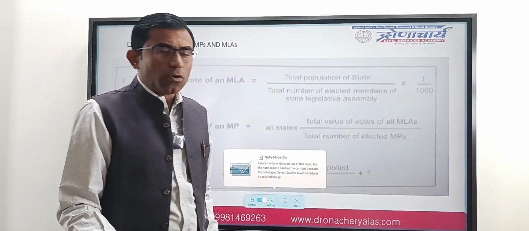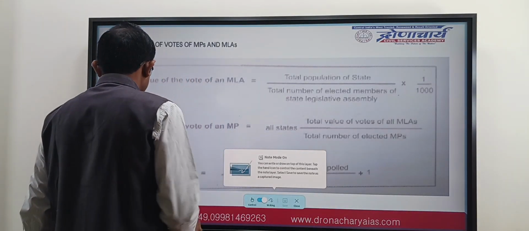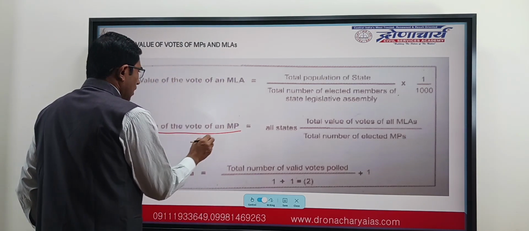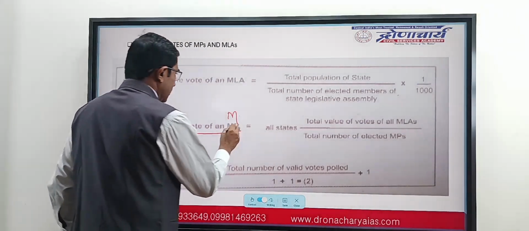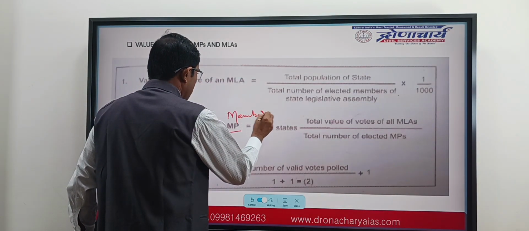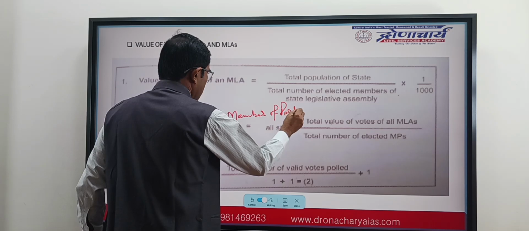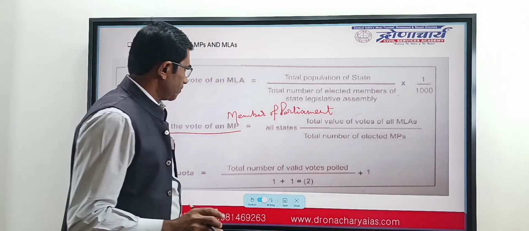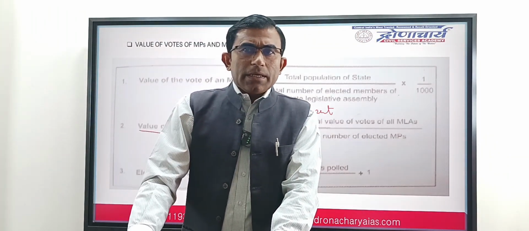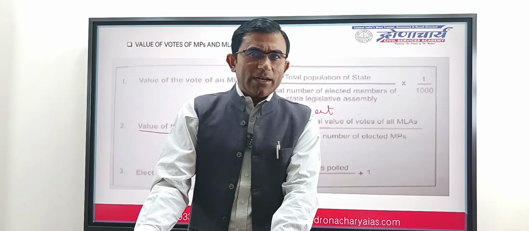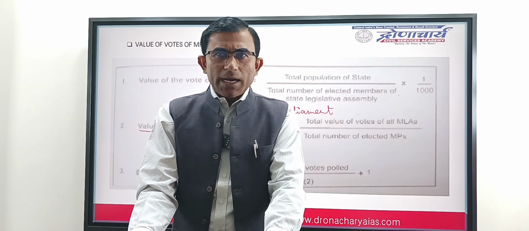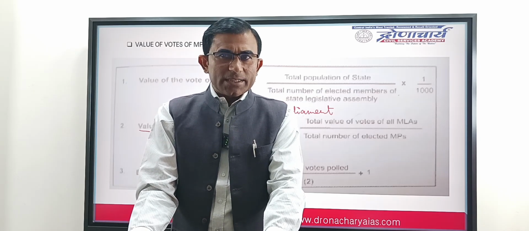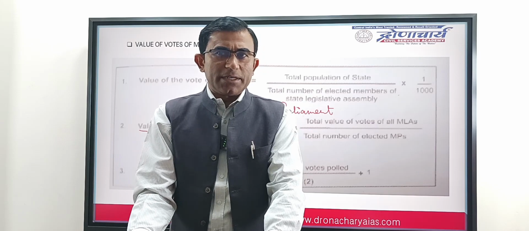Value of the vote of a member of parliament. The value of the vote of an MP, a member of parliament, is equal to the total value of votes of all MLAs of all states divided by the total number of elected members of the parliament.